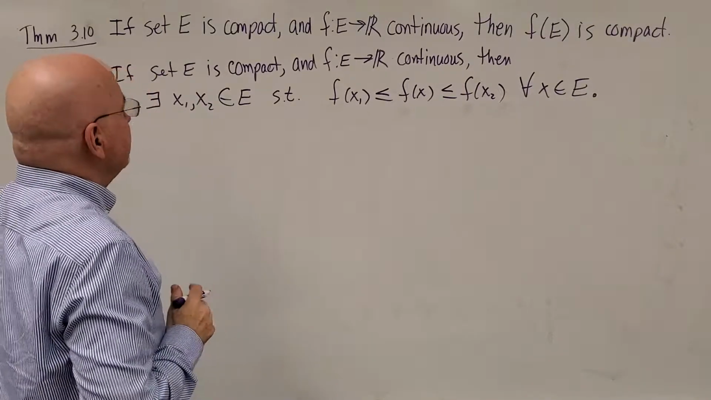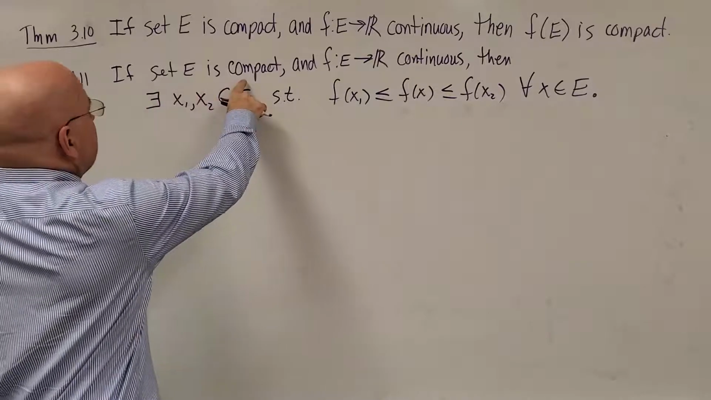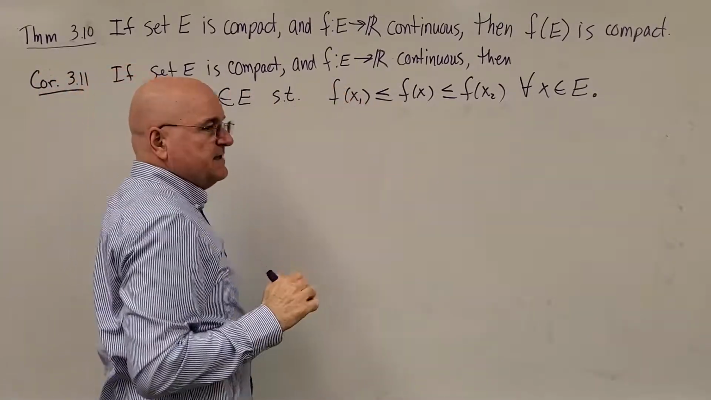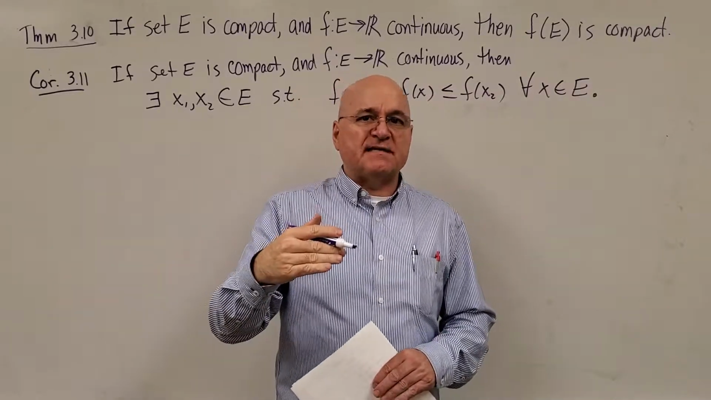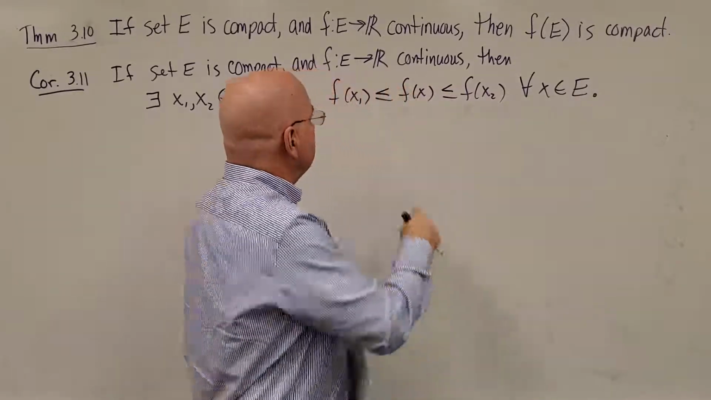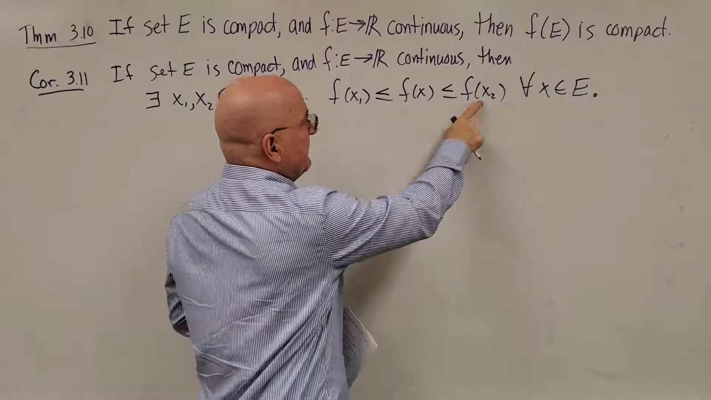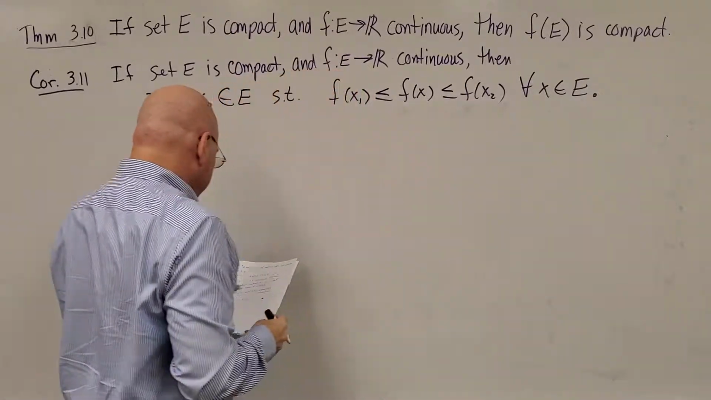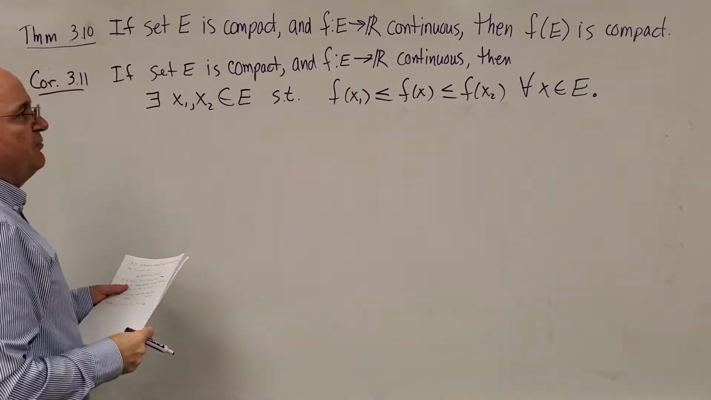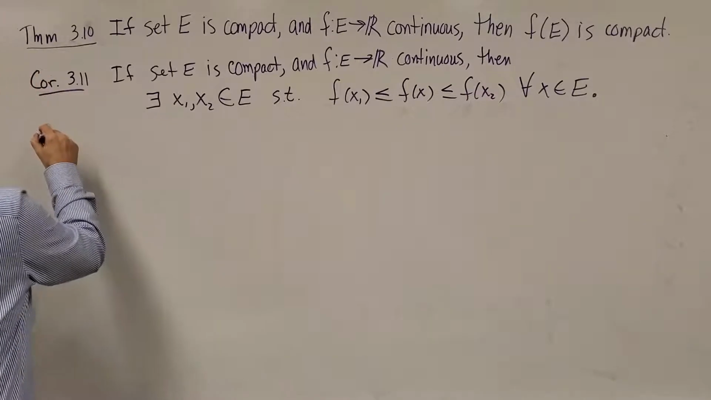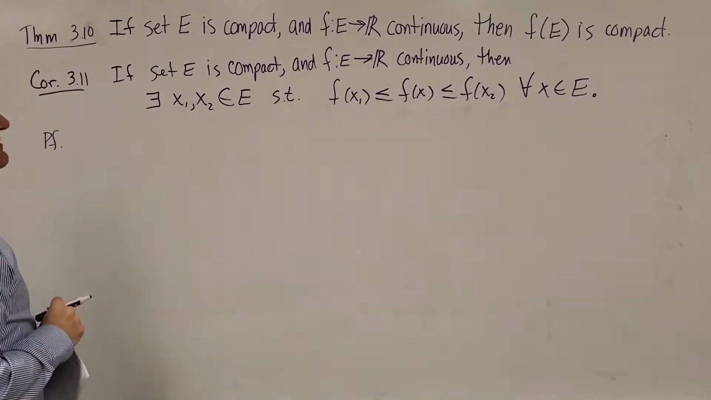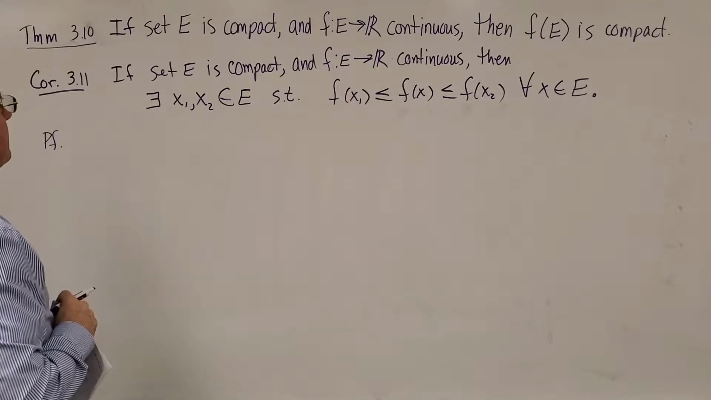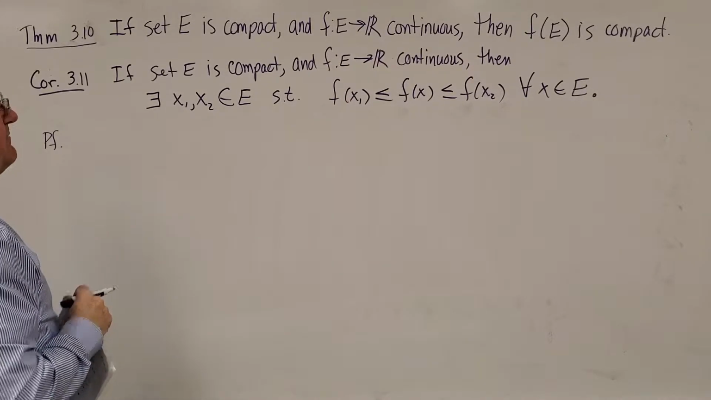So another way of saying this is if E is compact and f is continuous, then f attains its maximum and minimum values. This would be a minimum value, that would be a maximum value. So this proof just takes 3 or 4 sentences. And I notice I left the Theorem 3.10 up there. And we're going to use that in the first line.